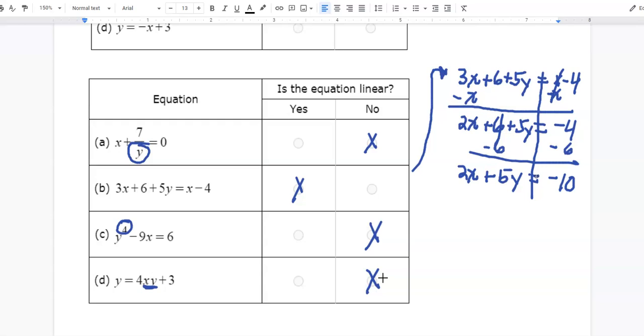That's it. So after these notes, you should be able to identify whether or not an equation is a linear equation, and then if it is a linear equation, go ahead and put it into standard form.